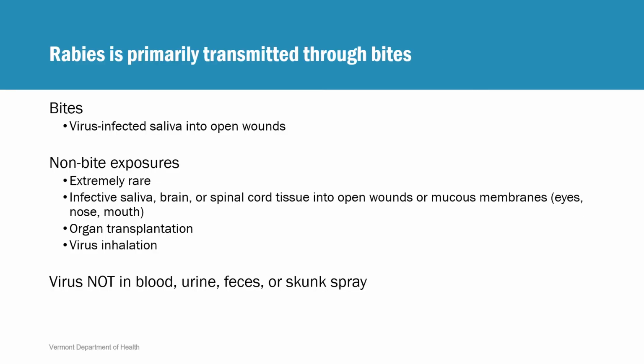Rabies is primarily transmitted through bites, causing introduction of infected saliva into open wounds. Non-bite exposures are extremely rare, but possible if infective saliva or neurologic tissue, such as brain or spinal cord, enters the bloodstream, open cuts, or mucous membranes of the mouth, nose, or eyes.